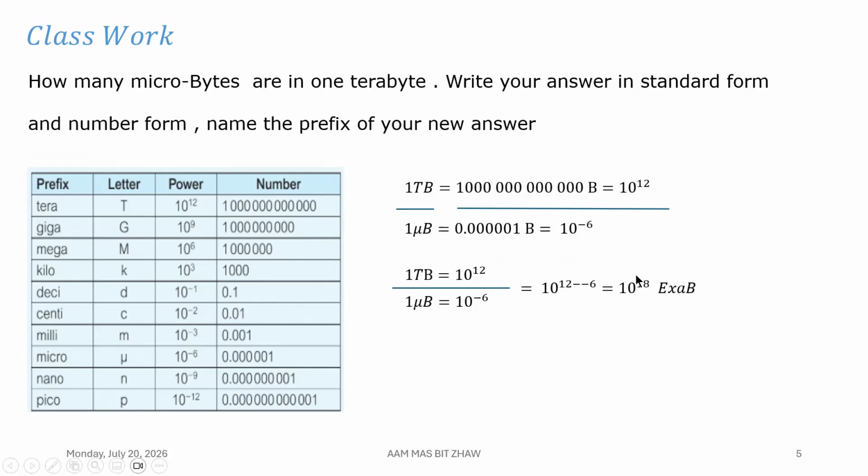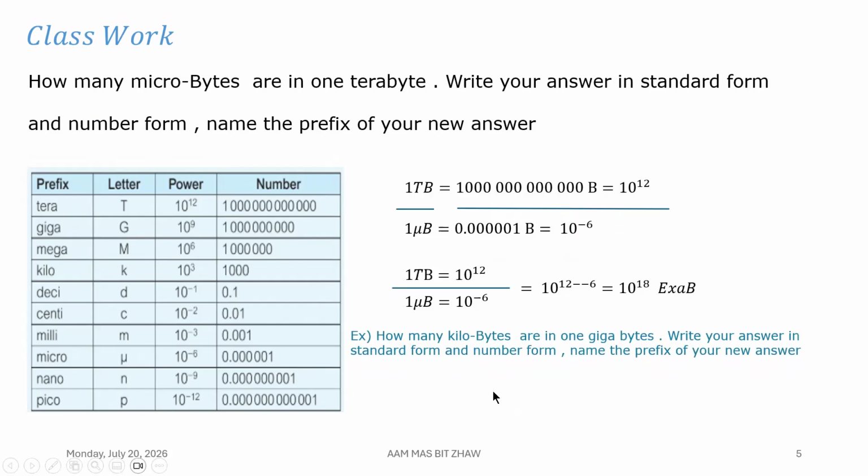And the name of this prefix is exa. Exabyte is not written here. I don't want to inform you, but you have to know it. It's an exabyte. So 1 terabyte has an exa microbyte. The answer is: only 1 terabyte has 10 to the power 18 microbytes.